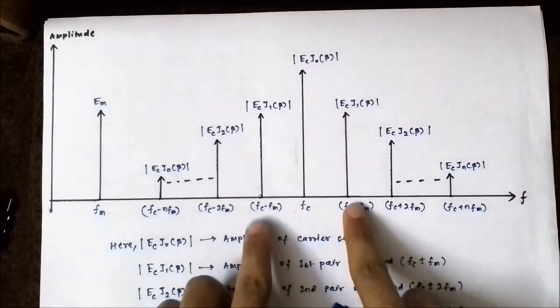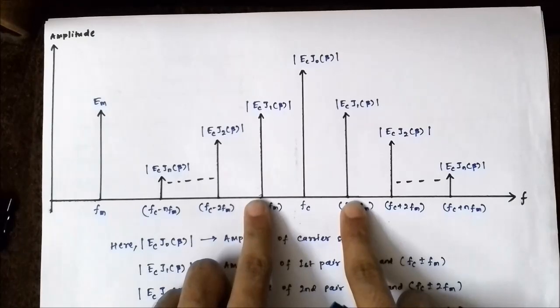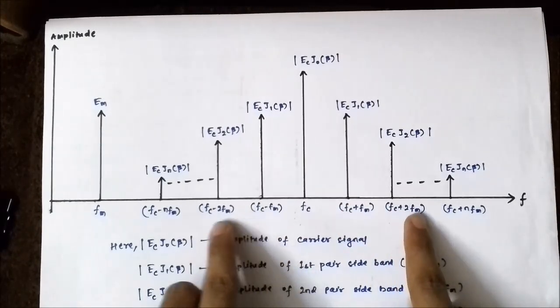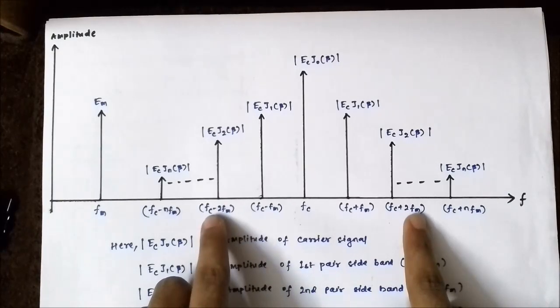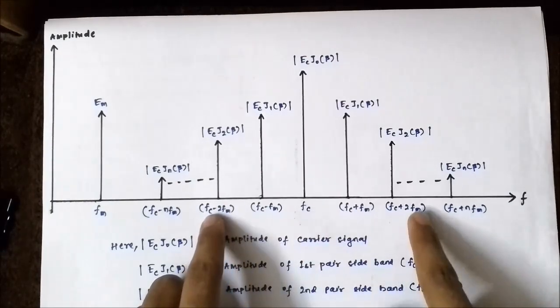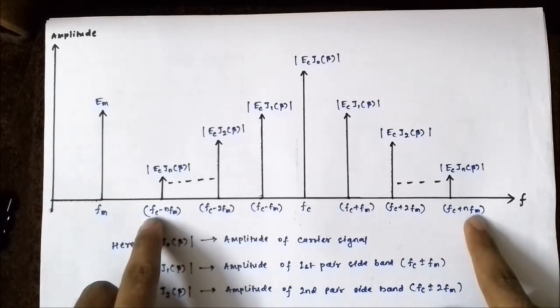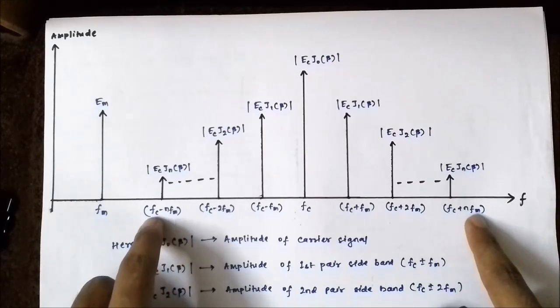Okay, the bandwidth here is in between these two points. Similarly, we have Fc plus 2Fm and Fc minus 2Fm. Here the bandwidth will be 4Fm. Similarly, we get up to Fc plus nFm and Fc minus nFm. The total bandwidth will be 2nFm.